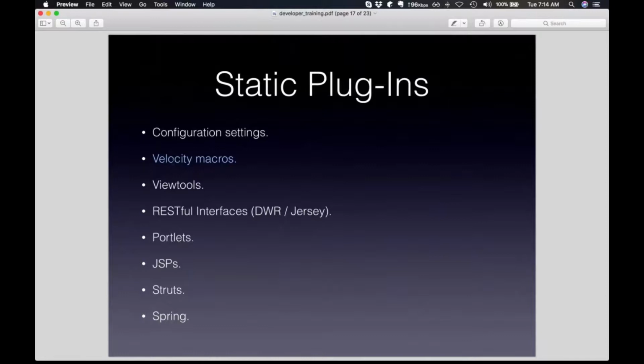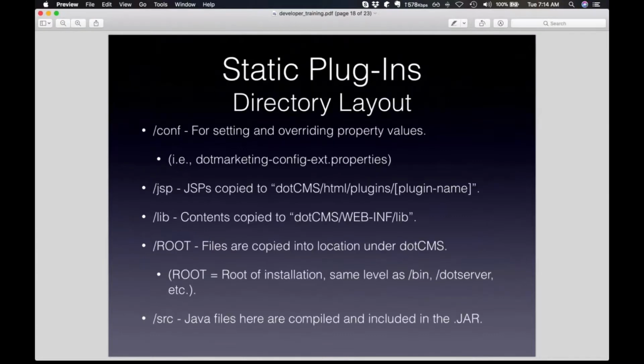We can overwrite and we can create new velocity macros. The view tools, the ones that we talked about a few minutes ago. Also, we can implement some of the new DWR or Jersey interfaces. The portlets, we can add new portlets. We can add new pages to dotCMS. And also we can interact with the JSP, the Struts, and the Spring portlets.